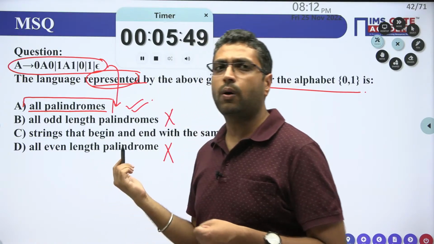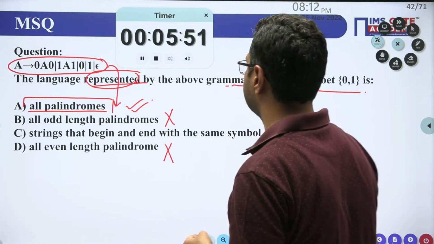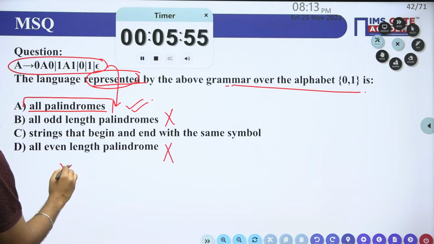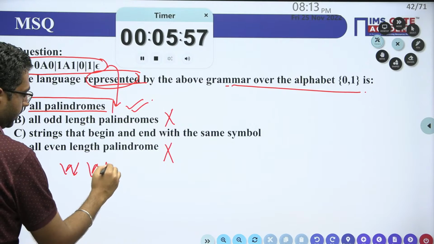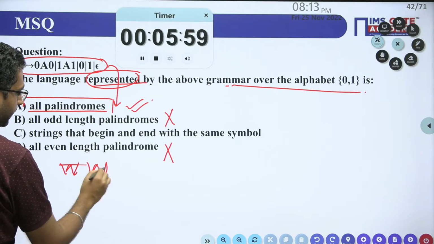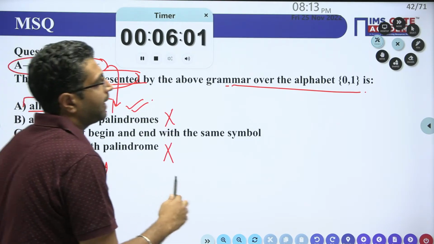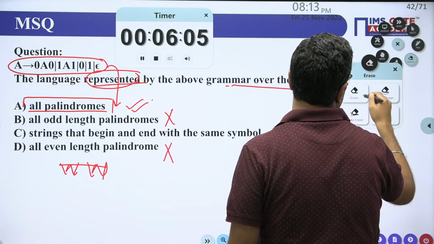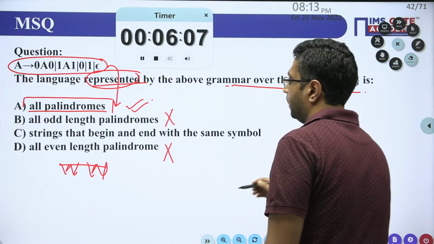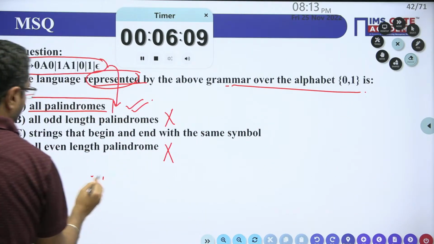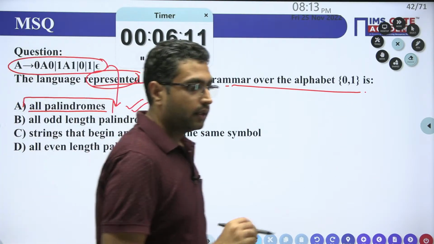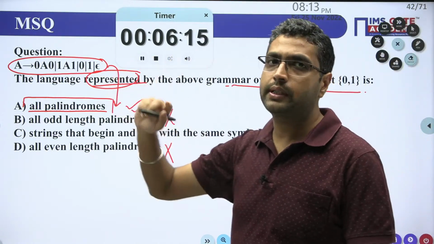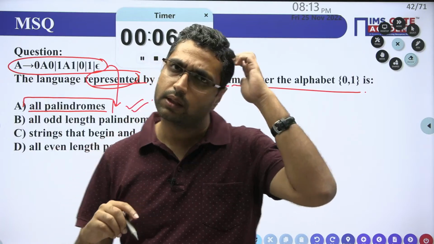What about strings that begin and end with the same symbol? Although the palindromes will have the property that they start and end with the same symbol, when we say starting and ending with the same symbol, there are some other strings also which need to be generated. So therefore, this option is incorrect.